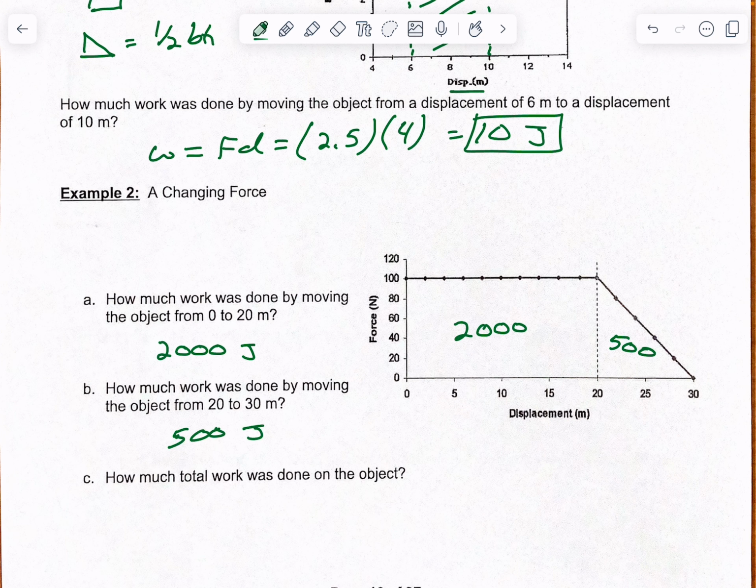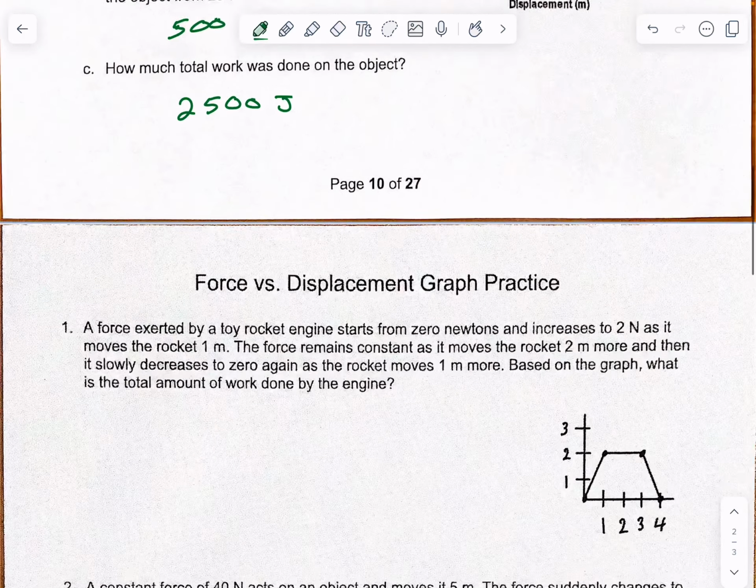And if I want to know how much total work was done during that displacement, all you have to do is add that up. So you get 2,500 joules. Okay, moving on to the next page.